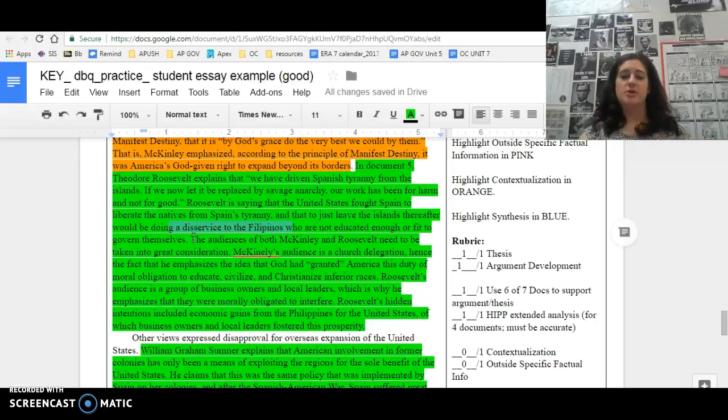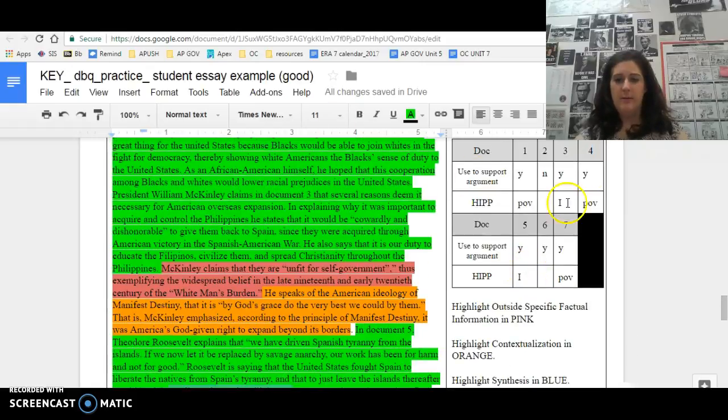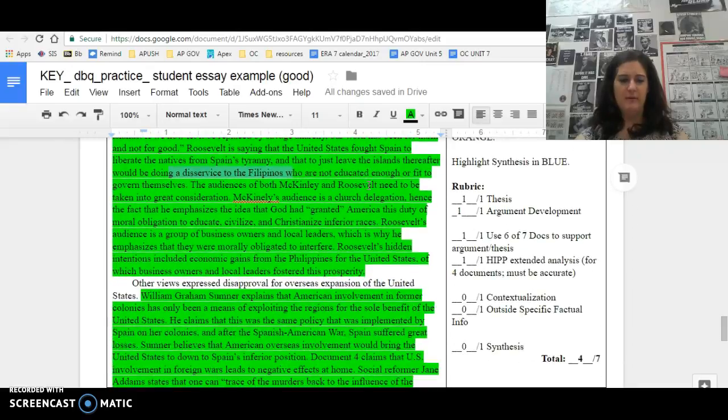McKinley's audience is a church delegation, hence the fact that he emphasized the idea that God has granted America this duty of moral obligation. Roosevelt's hidden intentions included economic gains for the Philippines, which business owners and local leaders fostered this prosperity. So they individually explain the intended audience for both 3 and 5. So they get both the HIP point for document 3 and document 5. They do both of them very, very well.